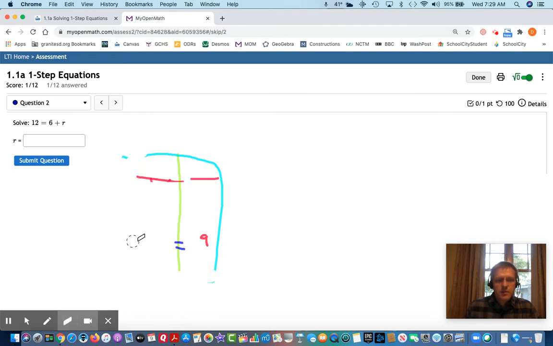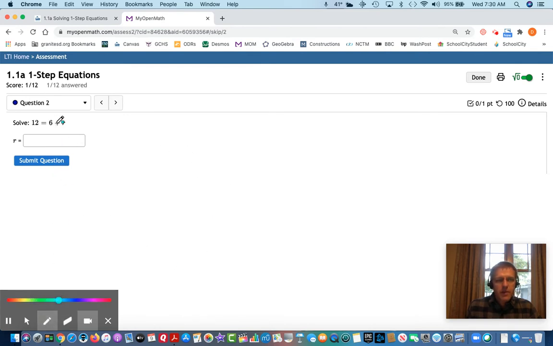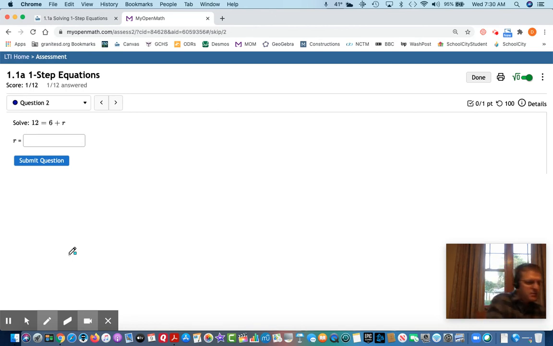So this one says 12 is equal to 6 plus some number r. So let's read this in more kind of easy to understand language. My number plus 6 is 12. I have a secret hidden number. Plus 6 is 12. So what plus 6 is 12? Well, probably 6 plus 6 is 12.